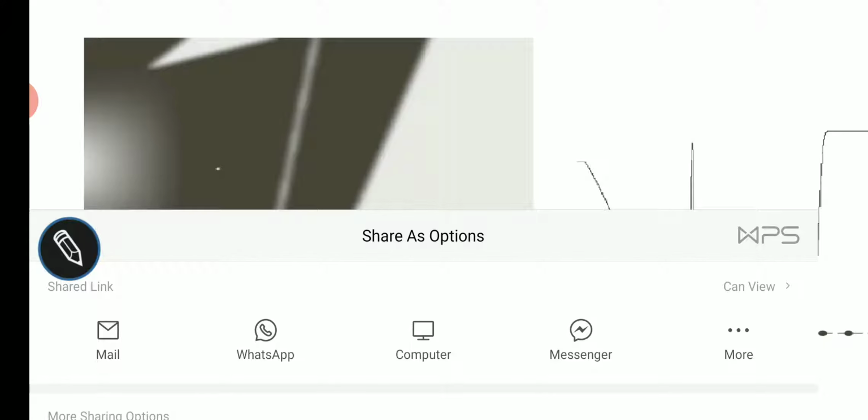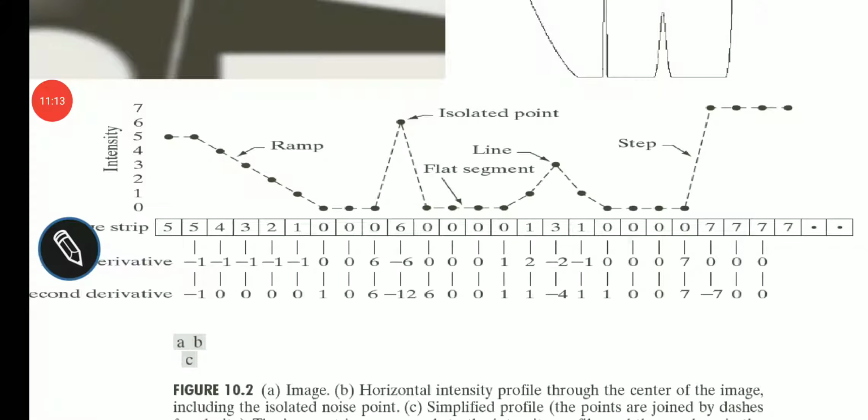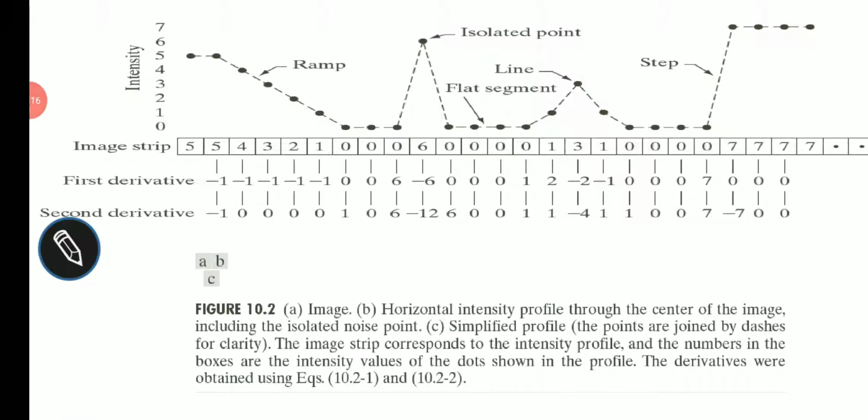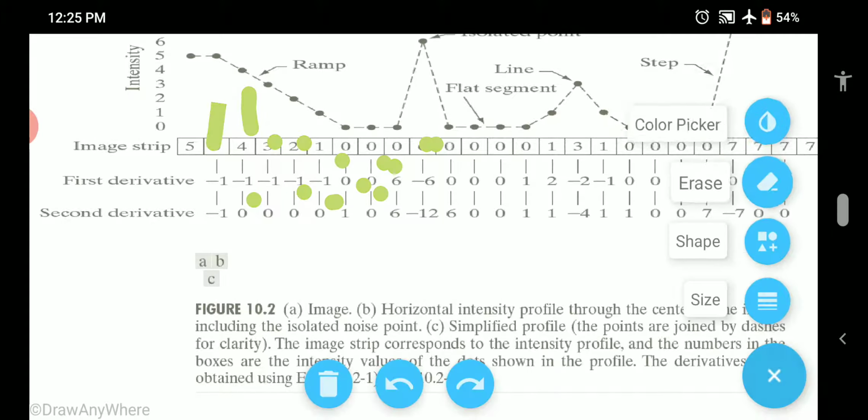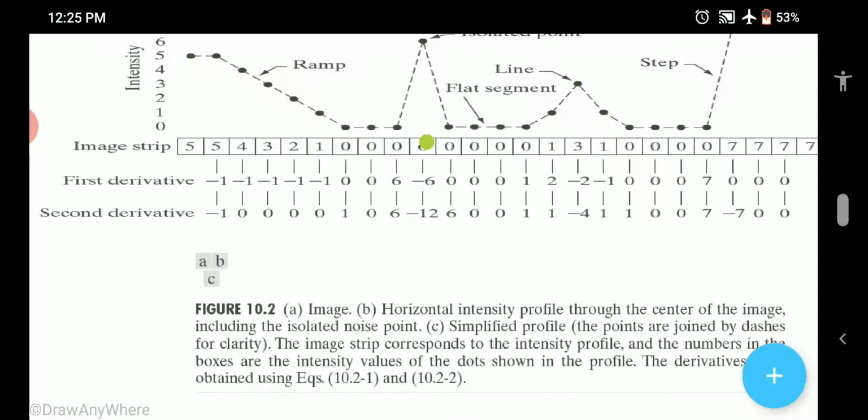Now let us understand. So here the image strip is taken, and the first derivative is computed from this point. From 5 it has become 4, therefore minus 1. From 4 to 3, minus 1. From 3 to 2, minus 1. From 2 to 1, minus 1. From 1 to 0, minus 1. 0 to 0, no change, 0. 0 to 0, no change. 0 to 6, therefore a positive change of 6. 6 to 0, minus 6. 0 to 0, 0. 0 to 0, 0. 0 to 1, it is 1. 1 to 3, a positive change of 2. Then 3 to 1, reduced by minus 2. 1 to 0, minus 1.